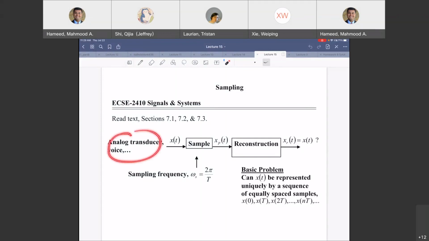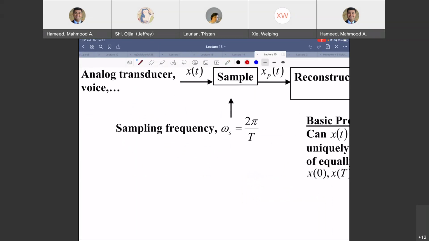You have an analog sensor, right? Some transducer, some microphone giving you x of t, a continuous time signal. We are going to sample it, and there are several ways to sample it, to get xp of t, a sampled signal. And we are choosing a sampling frequency of omega s, or we can actually call this fs, right? Fs is going to be what? Omega s divided by 2 pi. The difference is one is in hertz, the other one is in radians per second. Omega s is going to be 2 pi divided by T. So can I say that T or Ts is going to be my sampling time?